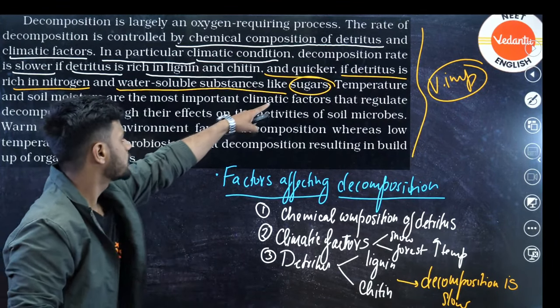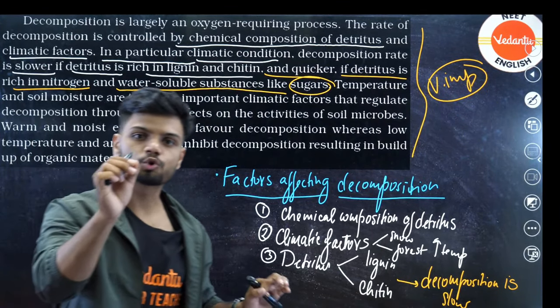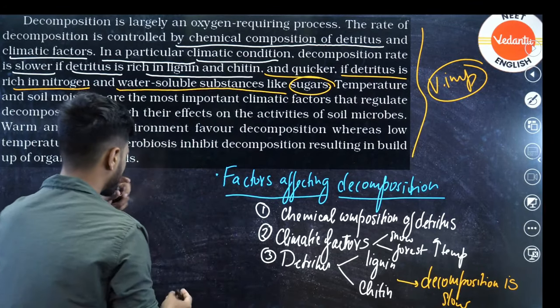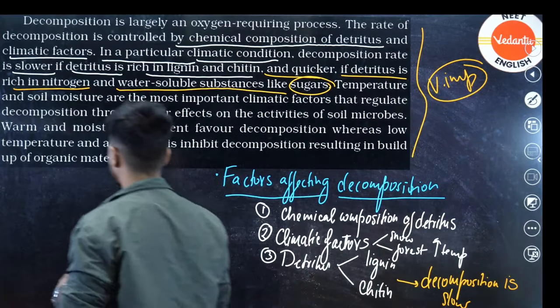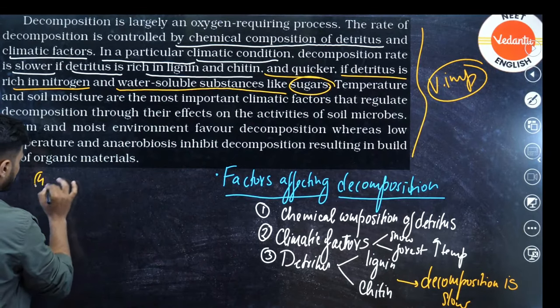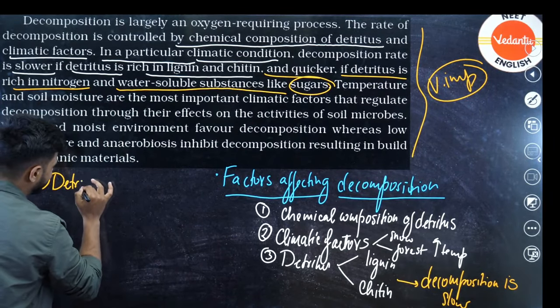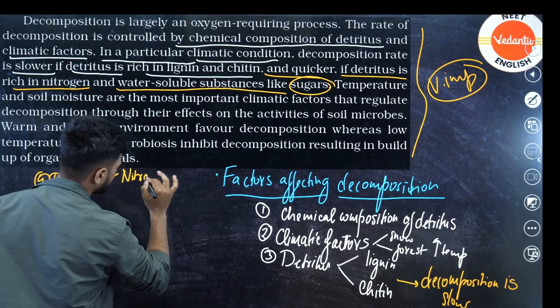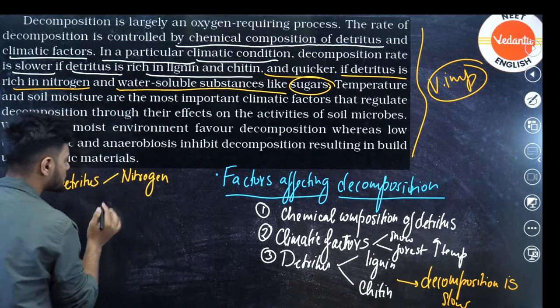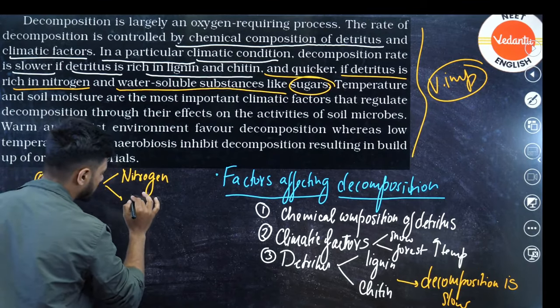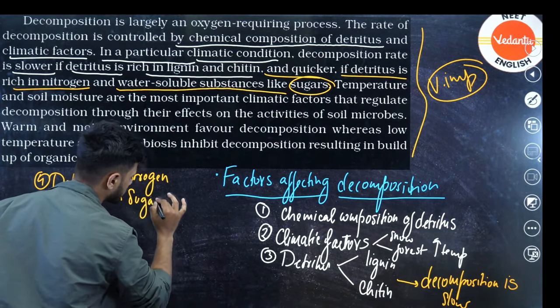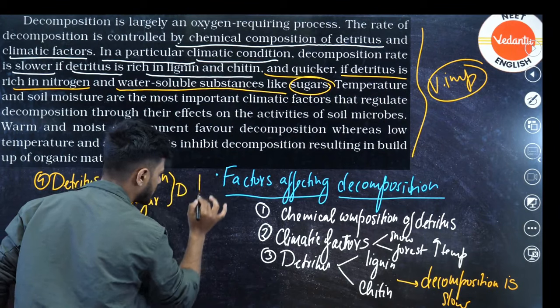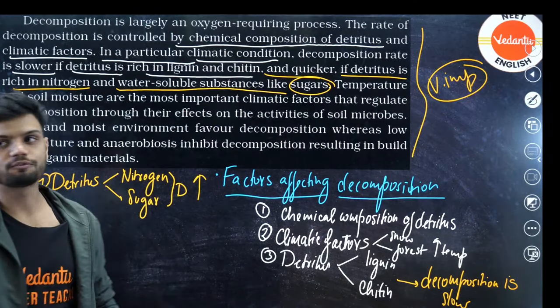one or two examples of what sugars are they talking about here? Quickly tell me in the chat. The fourth point here is if detritus is rich in nitrogen as well as sugar, the decomposition will happen in a much faster way.